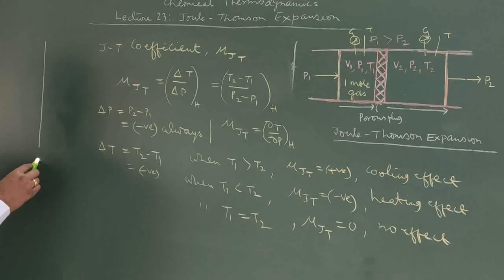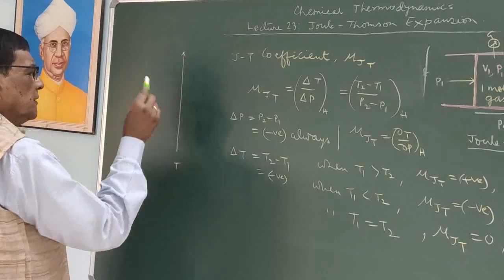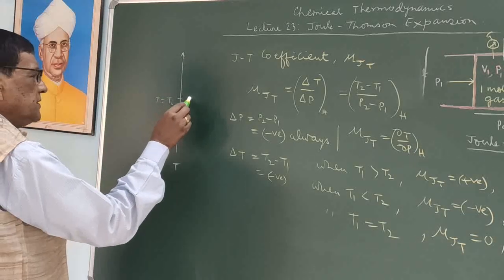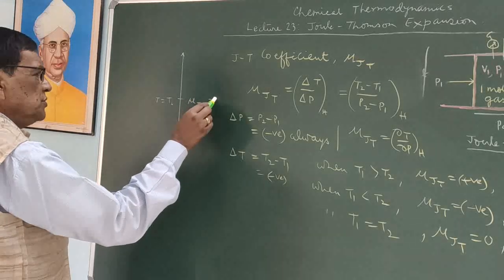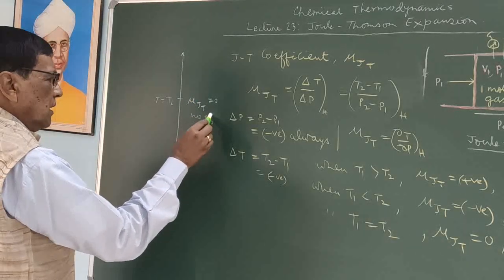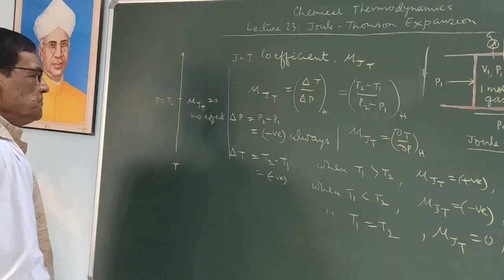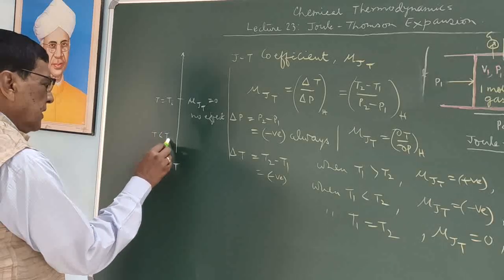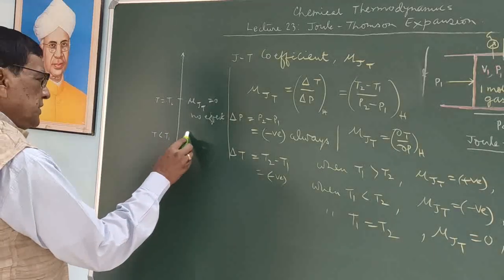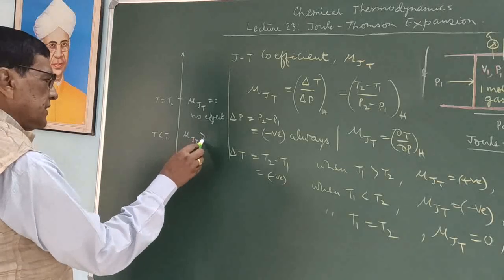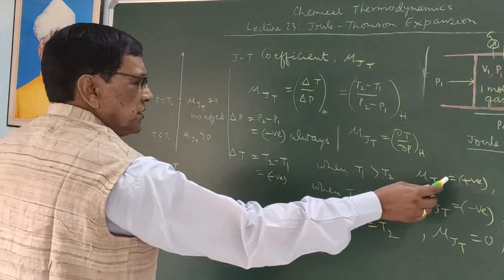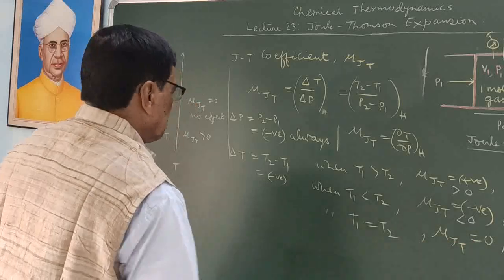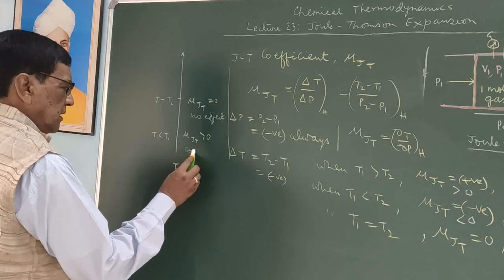Here this T, and this is T equal to the inversion temperature, and at this inversion temperature μJT equal to 0, means no effect. When T is less than Ti, μJT is greater than 0, means positive. Greater than 0 means positive, and less than 0 means negative. So here the cooling effect.